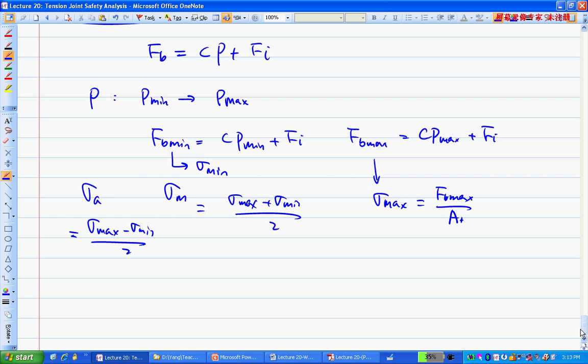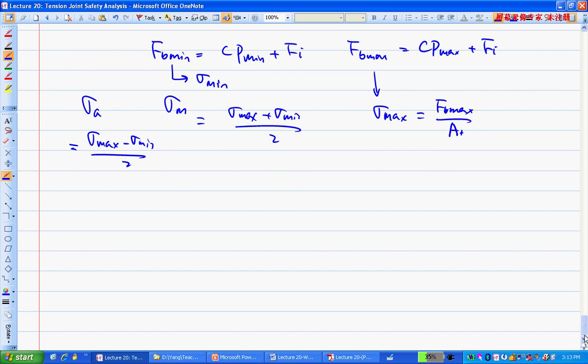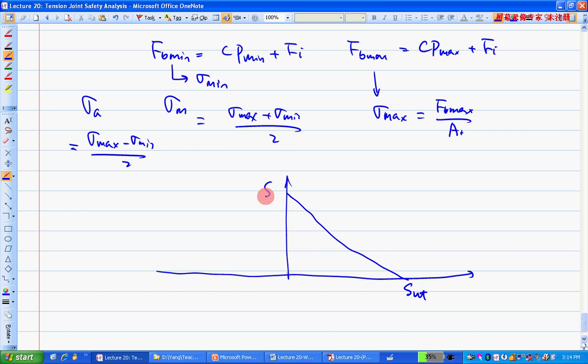Okay. So once we obtain sigma A and sigma M, what we need to do is look at how we design, or how we analyze the situation here. Let's say I'm going to use modified Goodman for the analysis. Modified Goodman is what? This is SUT and this is SE. Okay, that's modified Goodman.